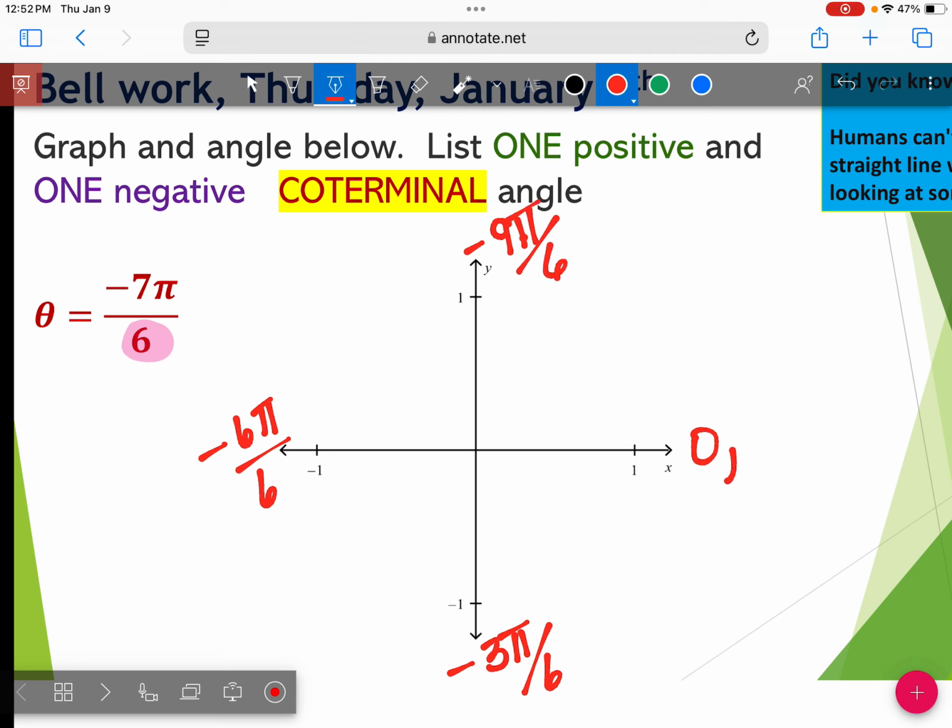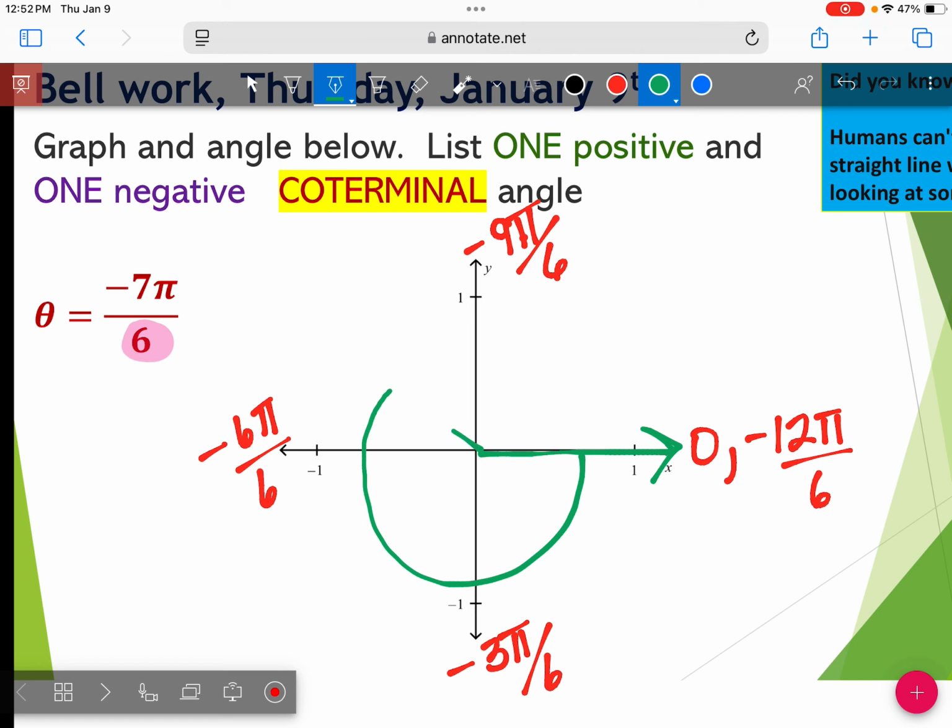And then 0 would be the same as negative 12 pi over 6. So my initial side is here, and I'm rotating to quadrant 2. And that would be negative 7 pi over 6. That would be my angle.